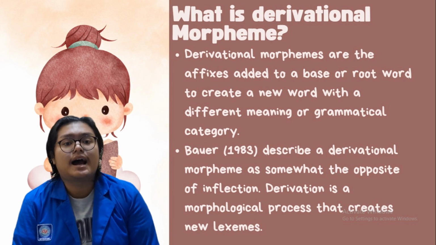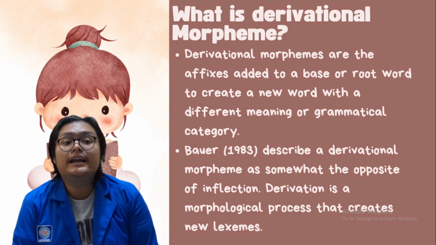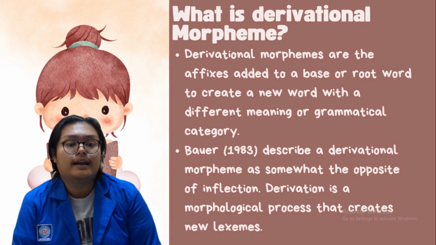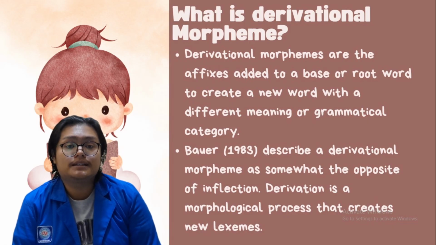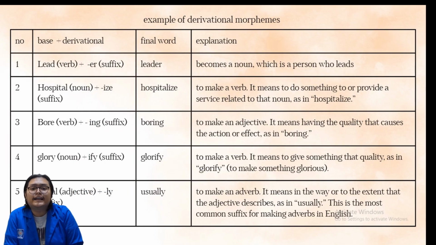Derivational morphemes are the affixes added to a base or root word to create a new word with a different meaning or grammatical category. Bauer, 1983, described a derivational morpheme as somewhat the opposite of inflection. Derivation is a morphological process that creates a new lexeme. So, we move to the examples of derivational morphemes.